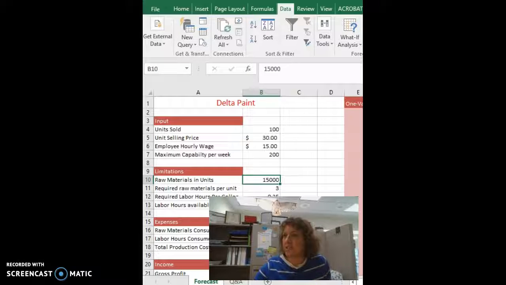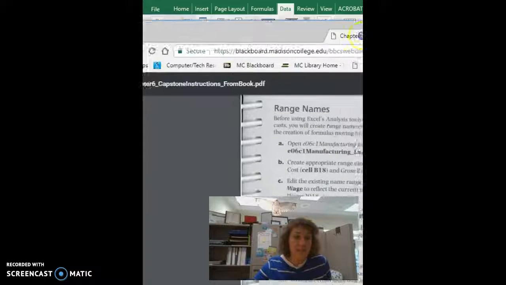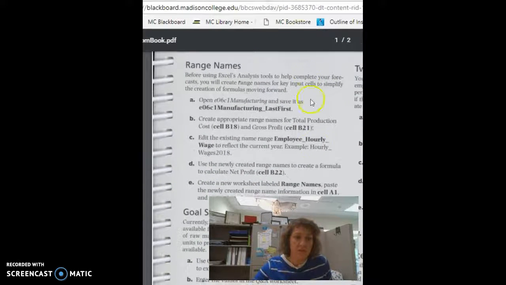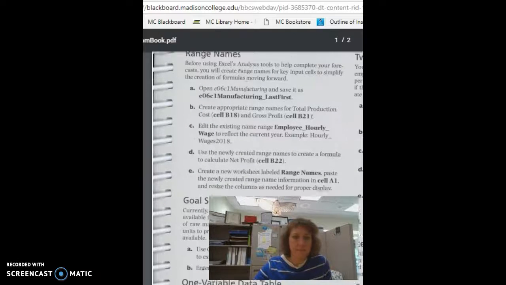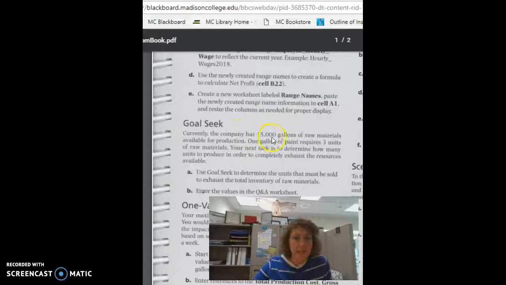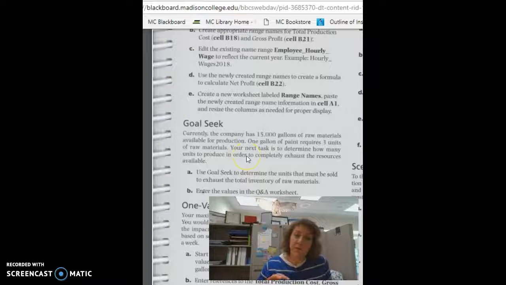And in the instructions, I wonder if I can bring them over. In the instructions, it tells us some of the information that we need to know to apply this GoalSeek. It reminds us that we have 15,000 gallons of raw material available for production. And then it goes on a little bit, so you have to decipher what's the information that's useful to you and what information is sort of just extraneous. Down later it says, our task is to determine how many units we can produce to completely exhaust those resources.